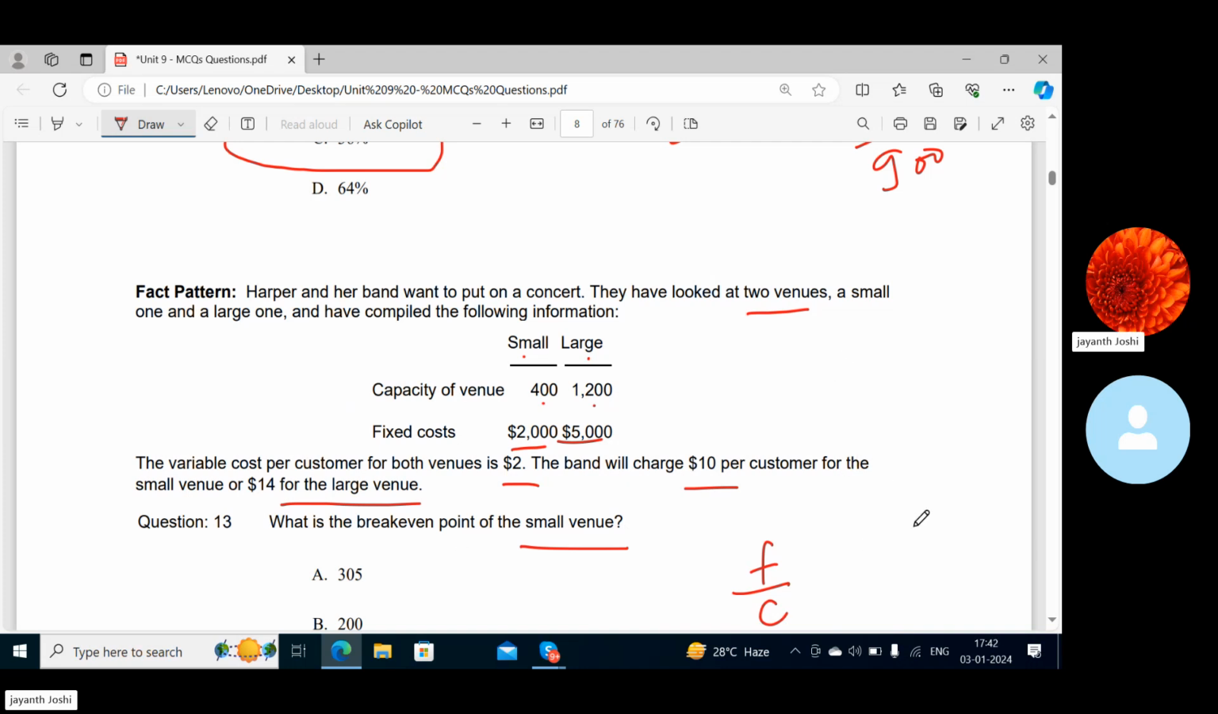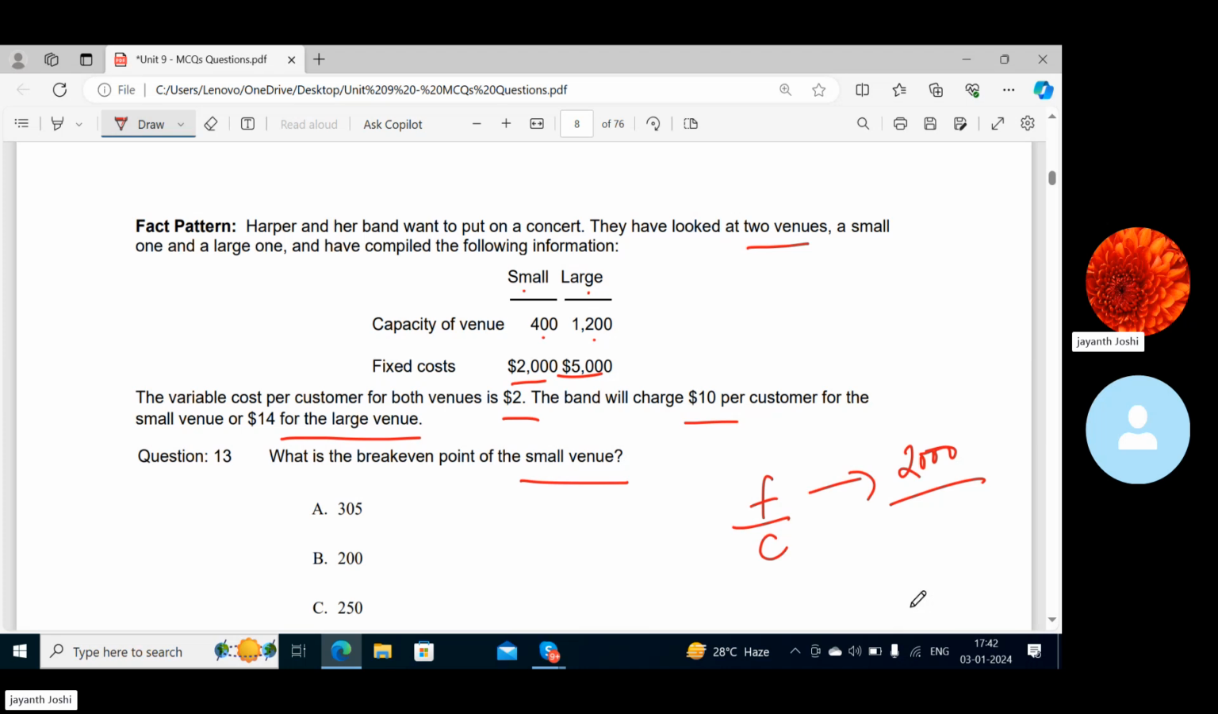So what is the fixed cost for the small venue? 2000. What is the contribution? These questions are very silly questions. I don't know what this is.